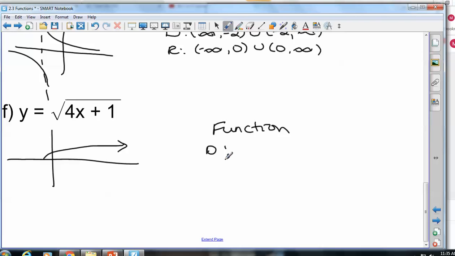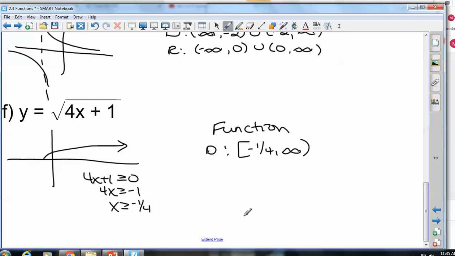If you have an even radical, what do you know about the thing underneath? It has to be positive, or zero. So I know that 4x plus 1 is greater than or equal to 0. If you solve for x, you get x is greater than or equal to negative 1/4. You write that as an interval, starts at negative 1/4, and goes to infinity.